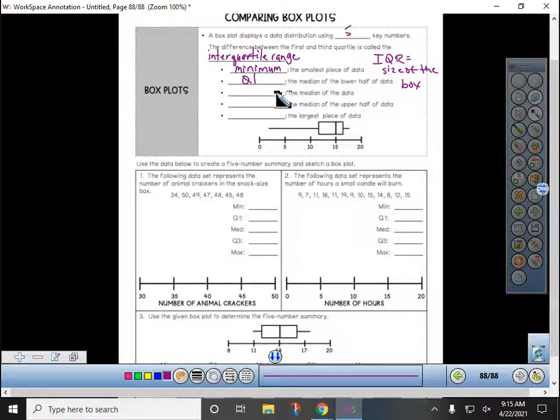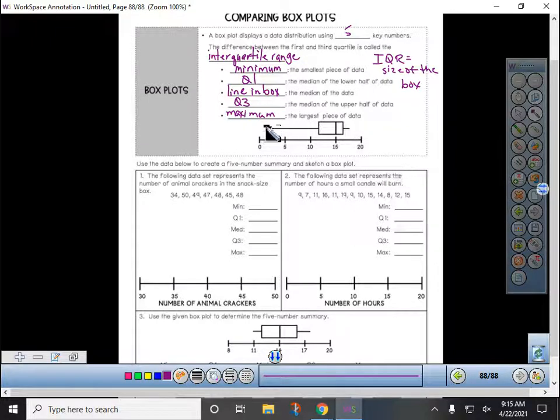Everybody with me? Caught up? Yes, ma'am. The line in the center of the box, not in the center necessarily, that's the median. Right here. The median of the upper half of the data is called quartile 3. And the maximum is the largest piece of data. It's like minimum is the smallest, right? Oh, yeah, it is.